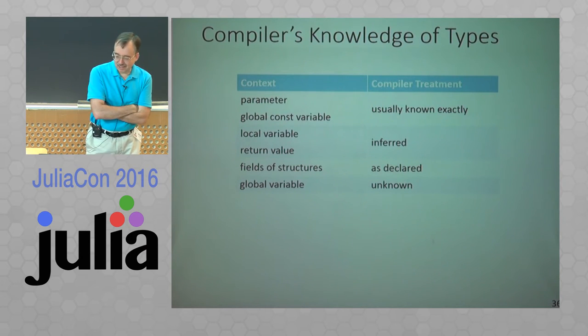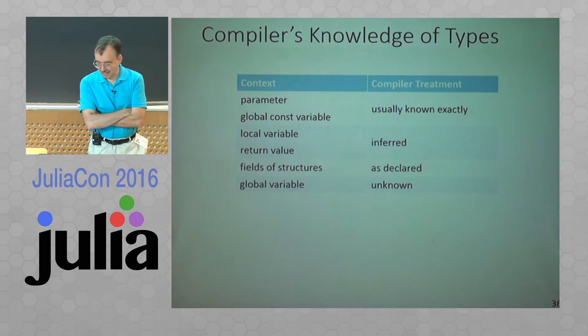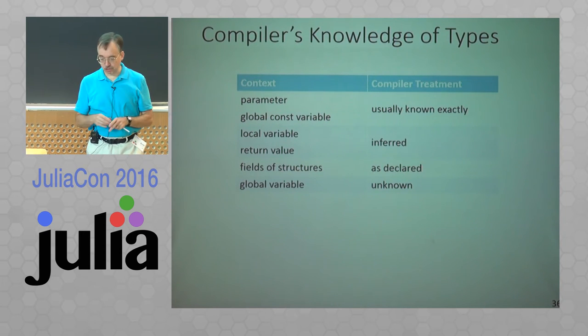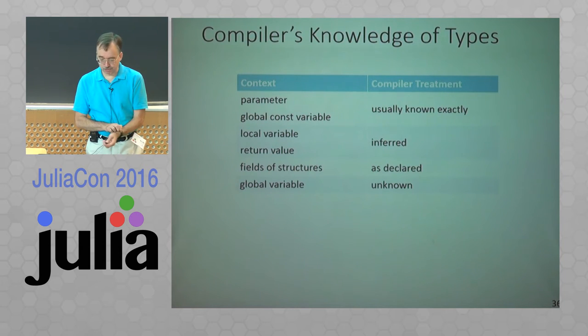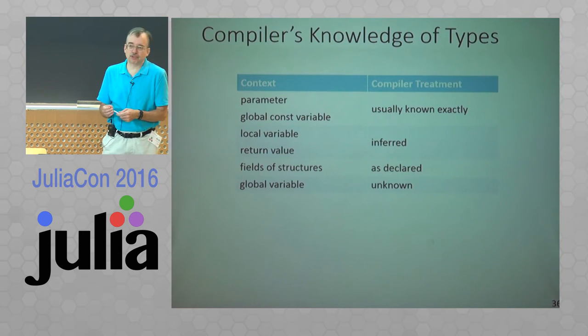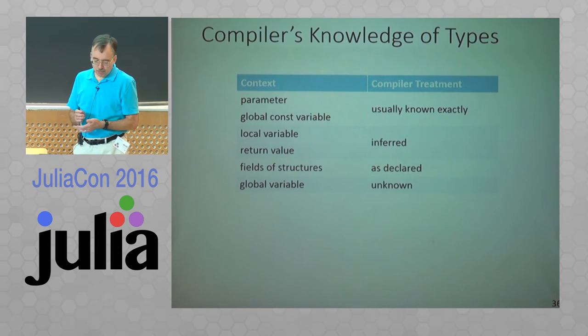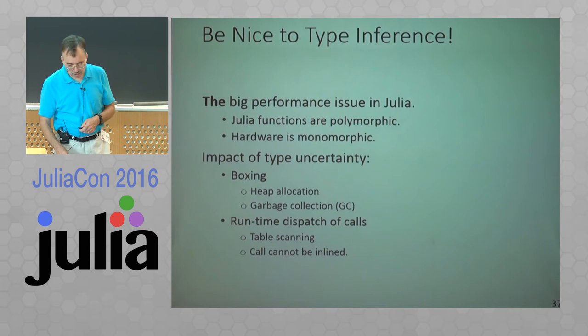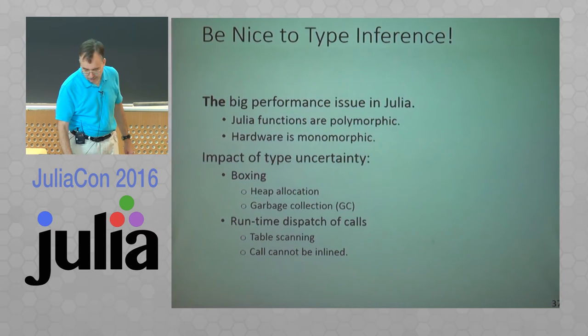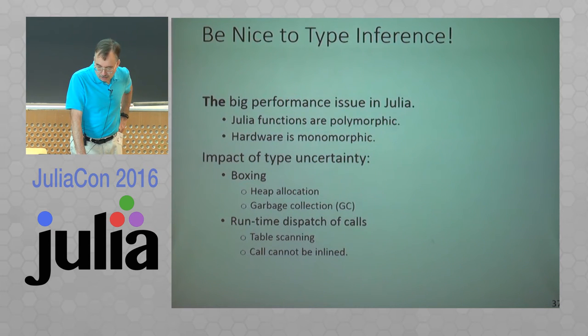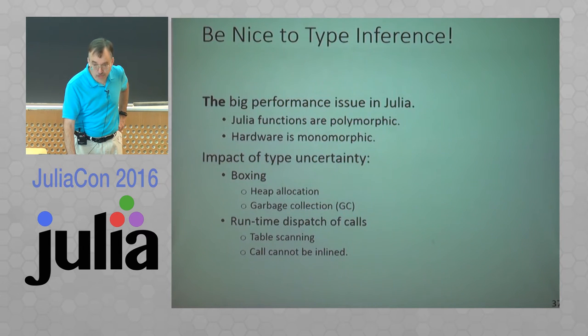So yeah, just to summarize the compiler's knowledge of types. For parameters, the compiler knows the type exactly, usually. It will clone a version of the function for those particular argument types. So declaring the parameter types is useful to prevent accidents, but it won't actually speed up your code. Likewise, for global const variables, the compiler knows the type. For local variables, the compiler is going to infer it. I'll say some more about that. For fields of structures, as I've just been through, it's as declared. And for global variables, I'll say more about that. Basically, the compiler doesn't do much right now.